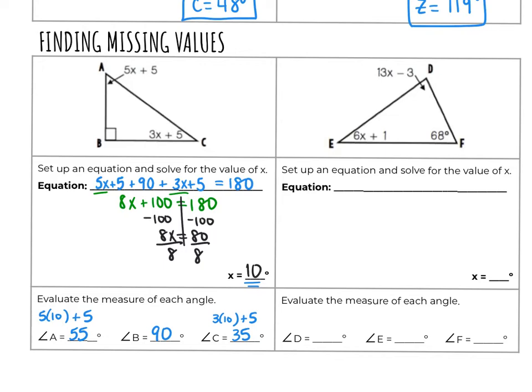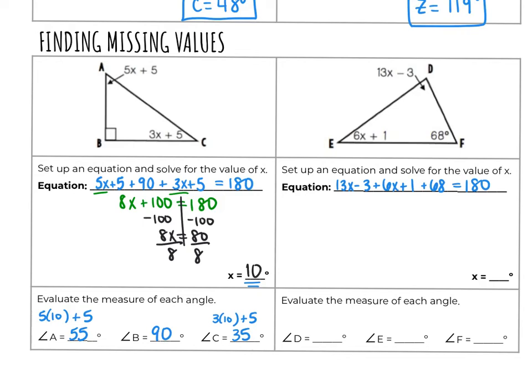If you'd like, you can pause this video right now to see if you can figure out the second one on your own. If not, I'm just going to keep working through it. I'm going to start the same way by adding each of those together and setting them equal to 180. So 13x minus 3 plus 6x plus 1 plus 68 is all equal to 180.